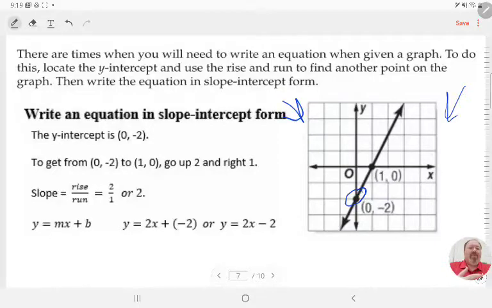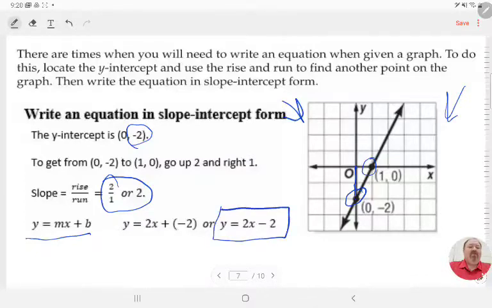Now, I need to take a look at where I can go from there. I know there's a point here. So I know I can go up 1, 2, and I can go to the right 1. So that puts my rise over run at 2 over 1, or 2. So now I know my slope. Now that I have my y-intercept and my slope, I can put it into y equals mx plus b. So y equals 2x plus negative 2, or y equals 2x minus 2. So all I need is those 2 points on the graph, and I can find my slope-intercept form equation.